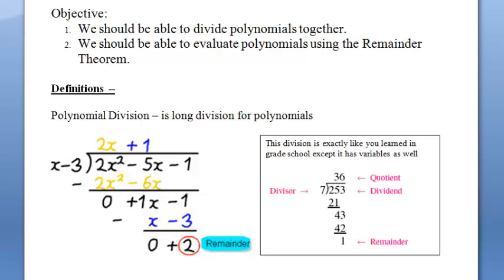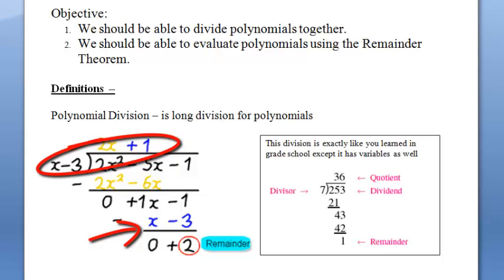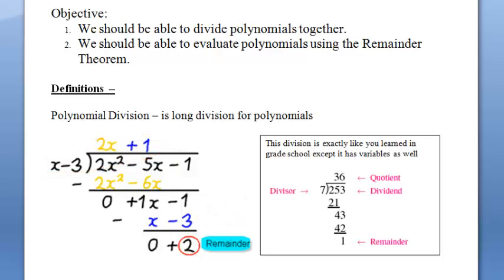Check this out. Let's look over here to the right. I have that 6 up above. So what I would do is go 6 times 7 is 42, and I write that down below. Let's do that over here with the polynomial division. 1 times x is just an x. 1 times a negative 3 is negative 3. So I write that down below right here. I've written it in blue. And now let's check this out.